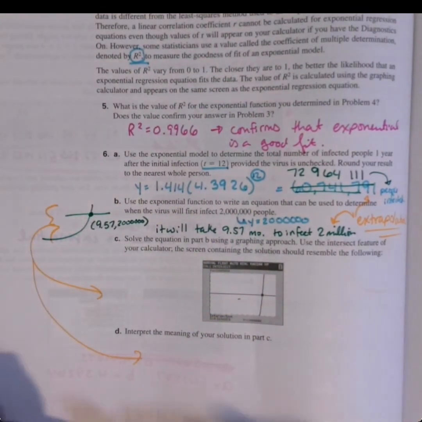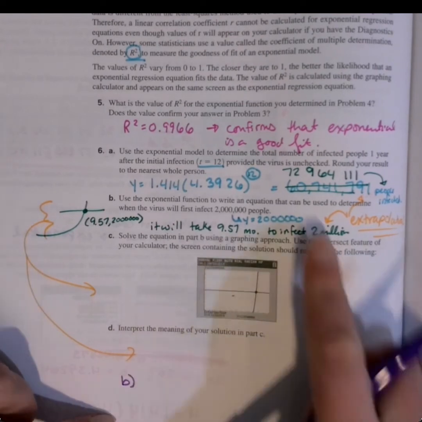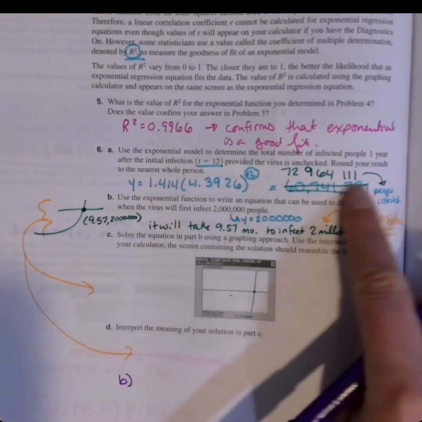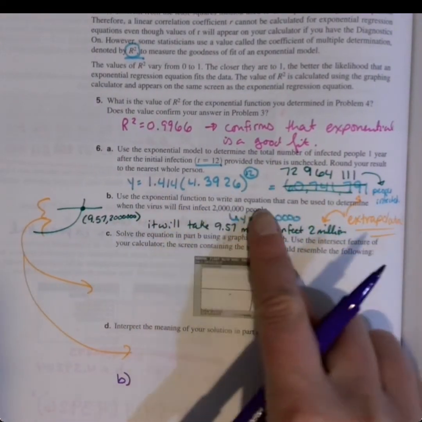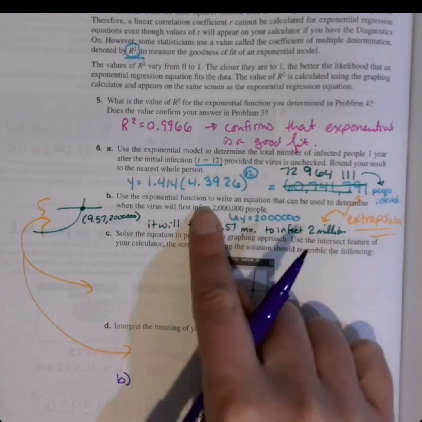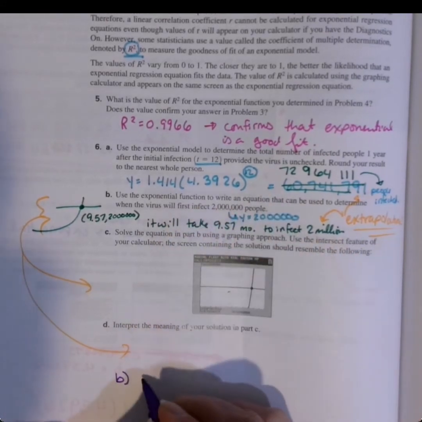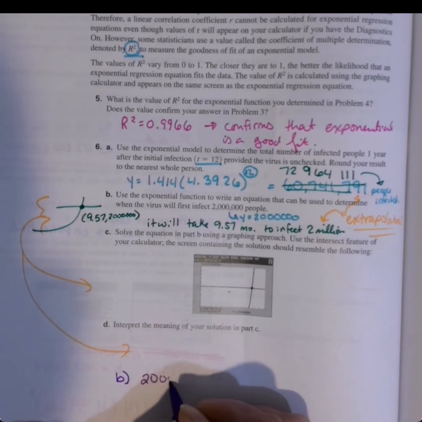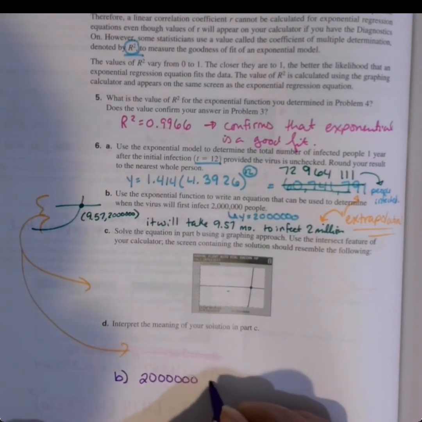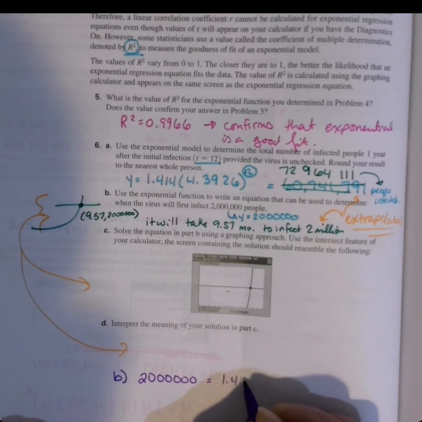So in part B, like I noted, if I paid attention, I would have more space right here. That this is an output value. So since that's an output value, we're going to take that 2 million as an output value, and we're going to plug it in for y in our function.